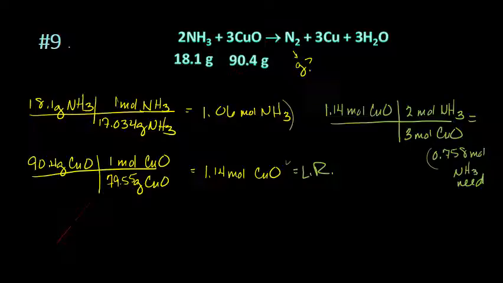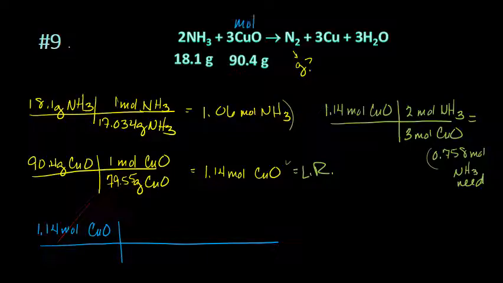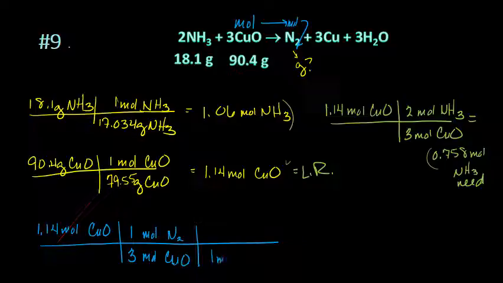Now we're ready to just do the basic stoichiometry like we did on the previous slides. We're going to start with the limiting reactant, so 1.14 moles of copper 2 oxide, and I get to try to draw a straight line here. Ooh, almost. All right, now we have moles of this guy. We need to get to moles of the nitrogen so we can get to grams of the nitrogen. So the balanced equation says 3 moles of the copper 2 oxide for 1 mole of nitrogen. And 1 mole of nitrogen, I believe that's 28.02, let's see, 14.01 times 2, yep. 28.02 grams.